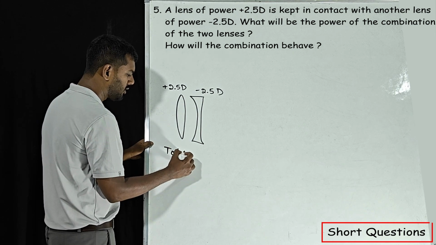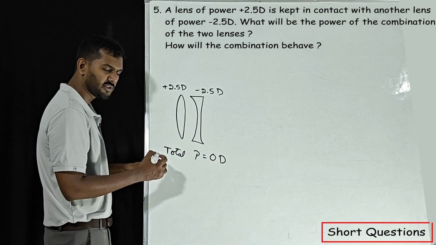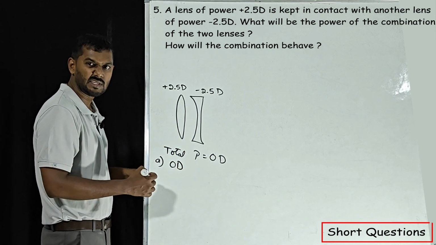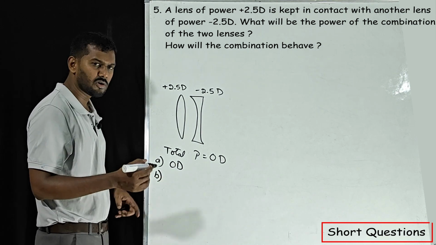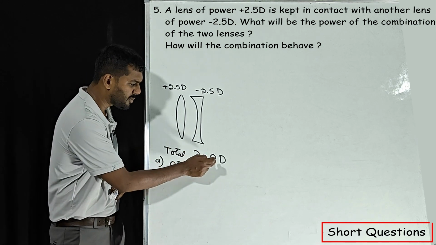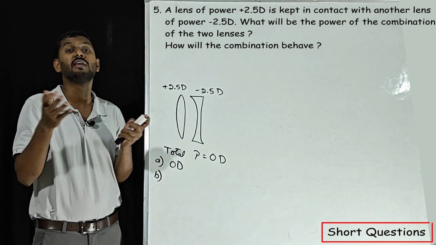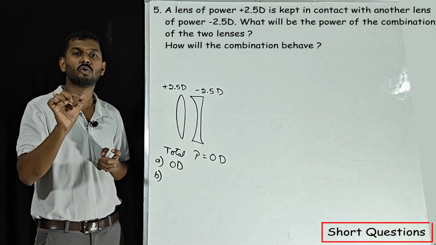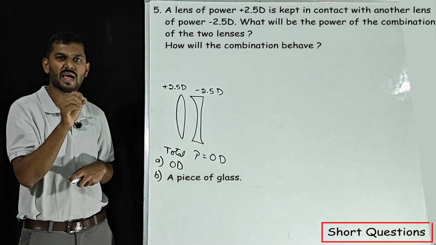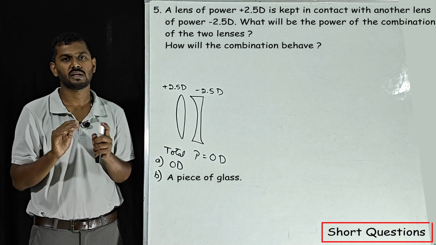So the total power is equal to 0 diopter. So the answer for the first question, what is the power of the combination, is 0D. Second, how will it behave? Very simple question. Whenever you add these two, the resultant power is 0. If it is 0, it is not going to converge or diverge the rays, so it is going to act as a piece of glass. These two lenses will act as a piece of glass because they are not going to diverge or converge any rays.